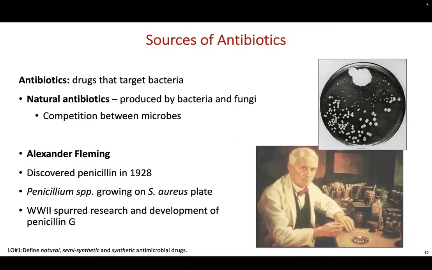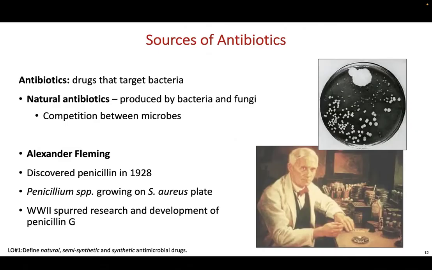Antibiotic drugs basically target bacteria, and we have two sources. The first one is natural antibiotics, which are produced by bacteria and fungi, competing between microbes, trying to kill each other for food and for environment. Antibiotics were discovered by Alexander Fleming, who discovered penicillin around 1928. He saw that the penicillin species were growing on plates of Staphylococcus aureus, and the penicillin species were producing something that was killing the Staphylococcus. And then that's when we discovered penicillin.